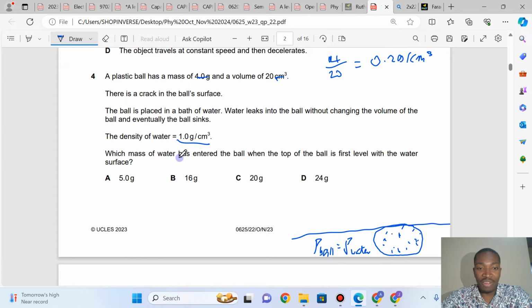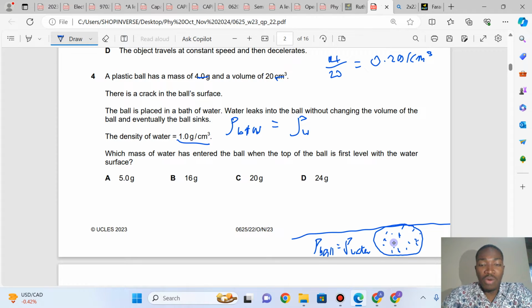Of course, you already have the density of water, okay? So for this ball to be at the same level with the water surface, the density of the ball when filled with water must be equal to the density of only water, which is 1 gram per cm cube. How do we get the density of the ball and water?